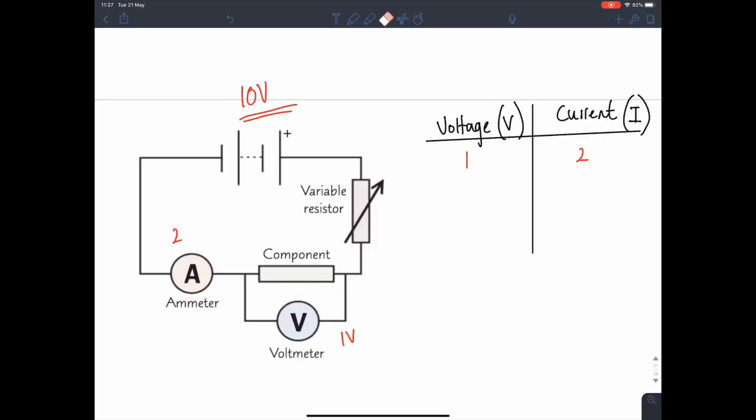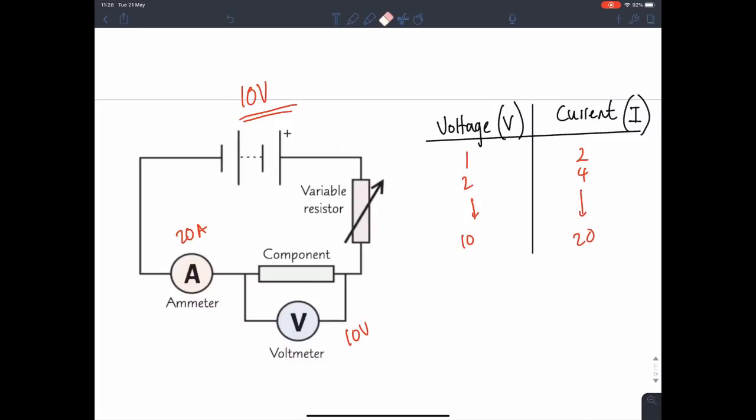Then we change the resistance of the variable resistor to let a bit more voltage through. So we reduce the resistance so a bit more voltage can pass through. So let's say now 2 volts can pass through, and then we record what it says on the ammeter. So it might say 4 amps. And then we keep doing that until we finally get to 10 volts. And of course, we're going to be measuring the current for 1, 2, all the way up to 10 volts.